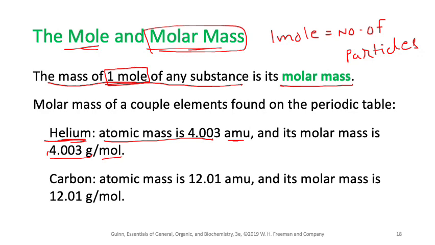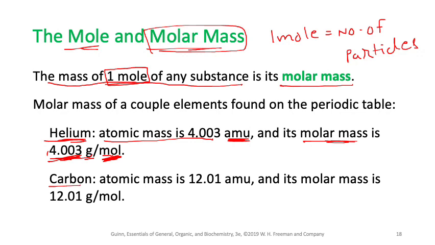The atomic mass given for each element on the periodic table is the same number as the molar mass of that particular element, but the units are different. The atomic mass has the unit of AMU, atomic mass unit. The molar mass, even though it has the same number, has units of grams per mole. So that means what this unit tells you is, for every 1 mole of that substance, you will have the mass of that substance given in the periodic table, right?